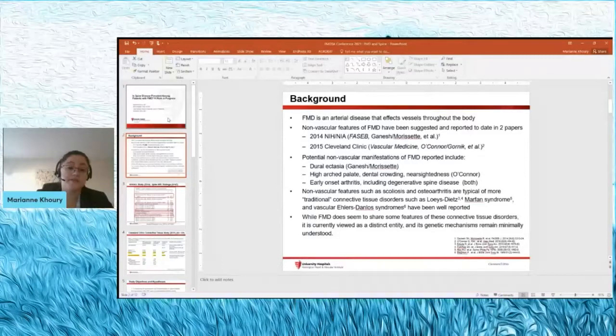As we know, there are some other more classical connective tissue disorders such as Loeys-Dietz, Marfan syndrome, and vascular Ehlers-Danlos syndromes. And there have been some studies that have shown that there are non-vascular features associated with these connective tissue disorders as well, such as scoliosis and arthritis. And while we think that FMD does have some association and similarities to these connective tissue disorders, we do think it's still considered to be a distinct entity. And as Dr. Ganesh mentioned and other presentations will show, we're still in the works of trying to figure out any other genetic mechanisms underlying the pathophysiology of FMD.